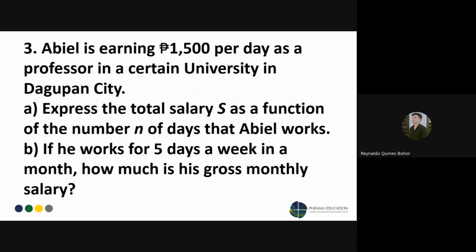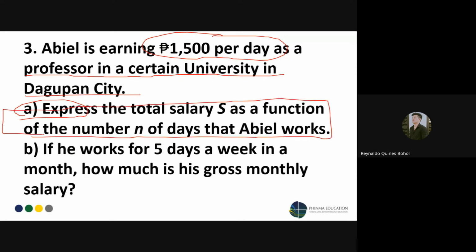Next, a professor is earning 1,500 pesos per day in a certain university in Luzon. Now for A, let's find the mathematical equation. What is the mathematical equation in S of n? S of n equals 1/5 all over n. It's wrong. You can't divide the salary. You might get jailed, Salvador. S of n equals what?